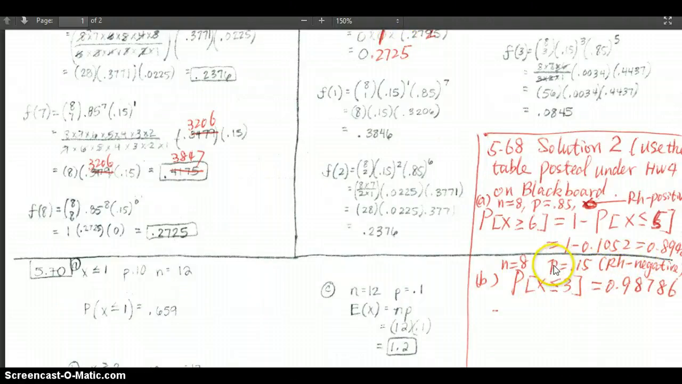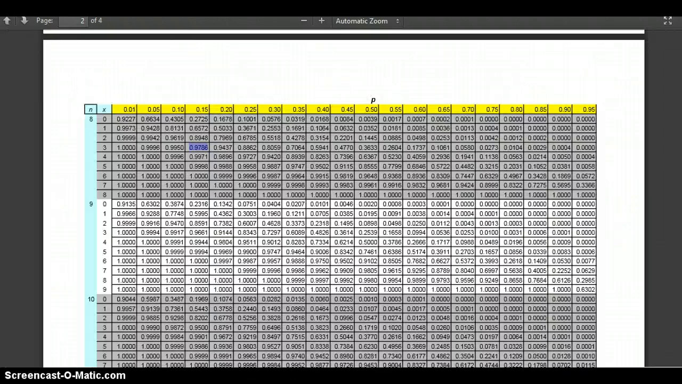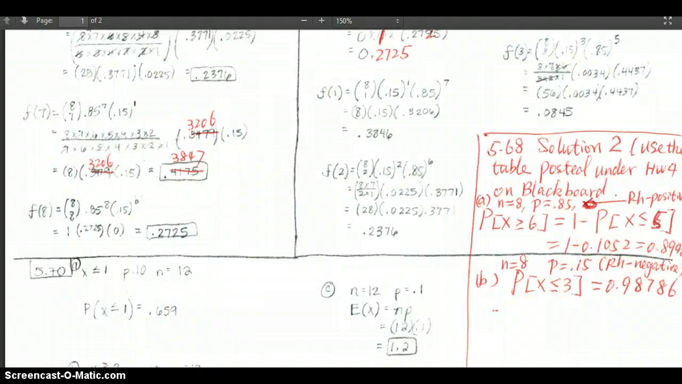So the probability of RH positive RH negative is 0.15. So when we look at the table, we've got to look at this column, 0.15, and at most 3, and that would be this row right here. So we found this is the number for p equal to 0.15, and little x is at most 3. So 0.9786.